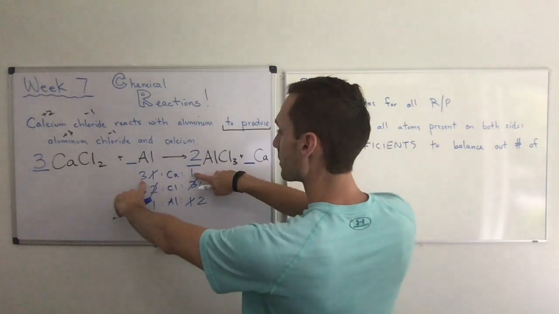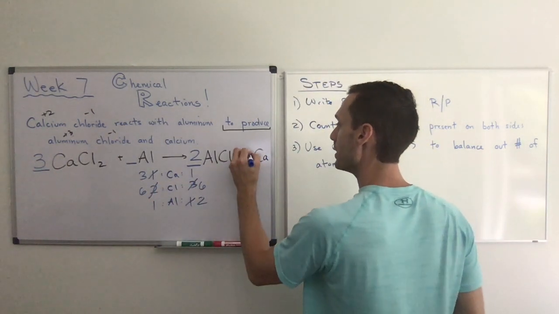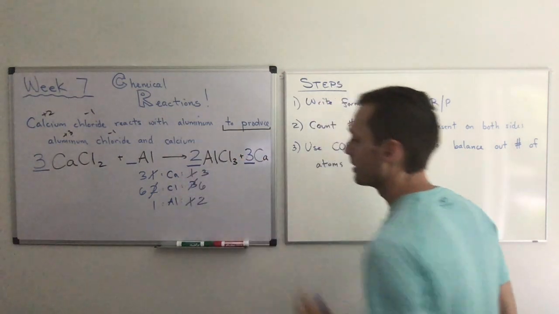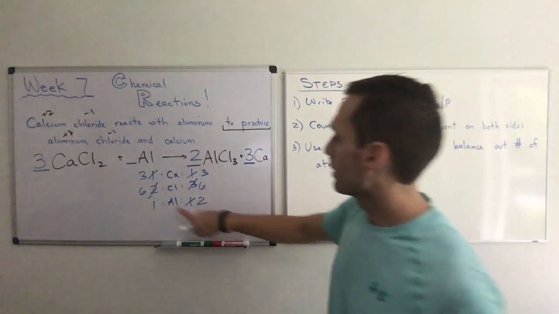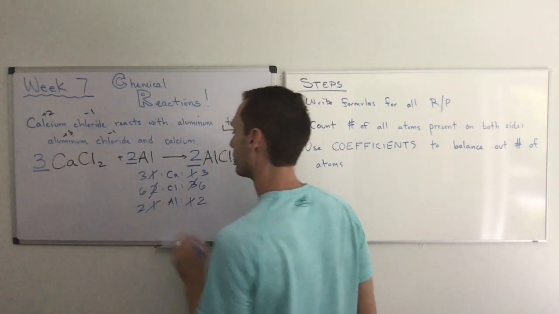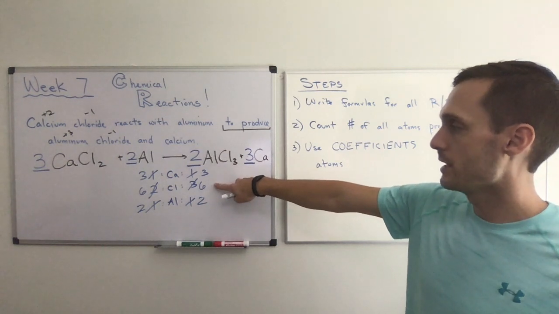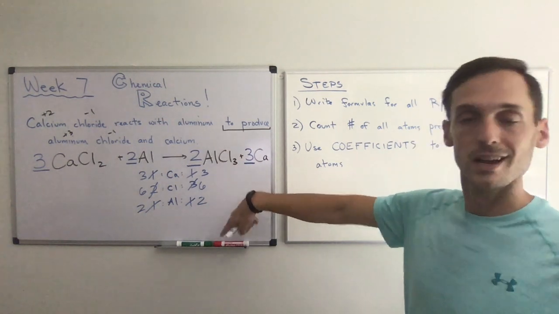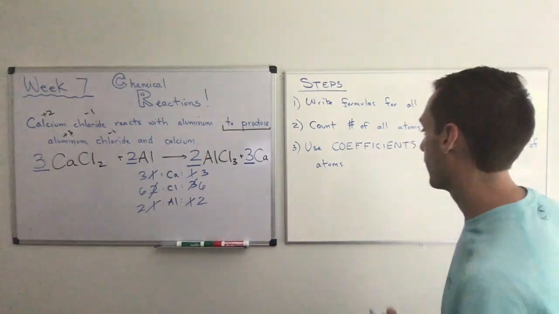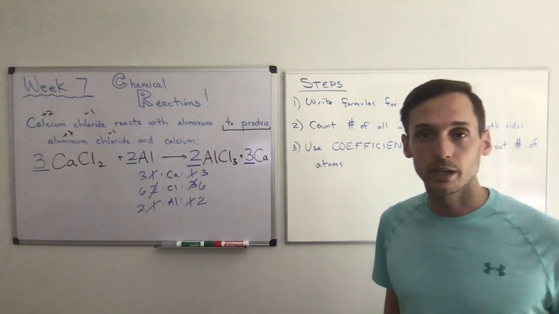So let's go back to calcium. We have 3 on the left, 1 on the right. We need 3 total, so 3 times 1 will give us those 3. And then aluminum, we need 2, so we'll put a 2 coefficient there. And now you can see calcium's 3, 3, chlorine is 6 and 6, aluminum is 2 and 2, and we are balanced, okay? Now, we're going to do a couple trickier ones.